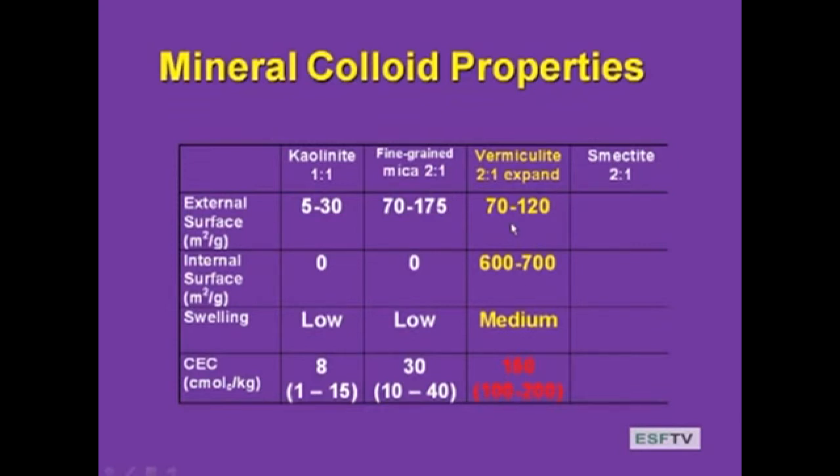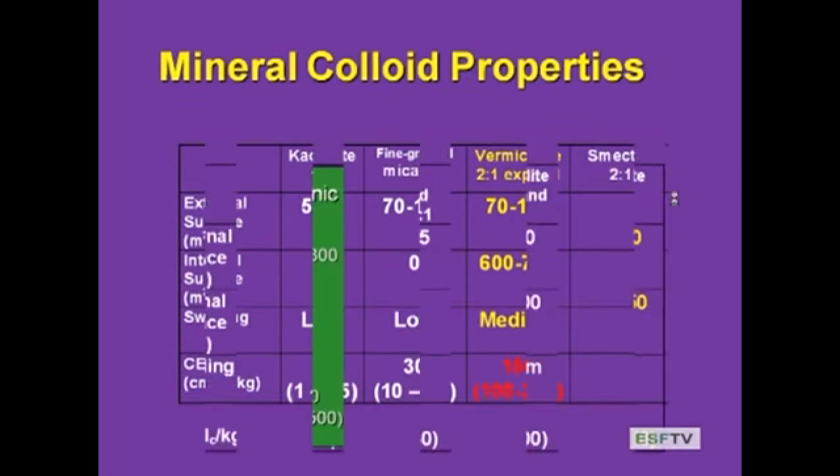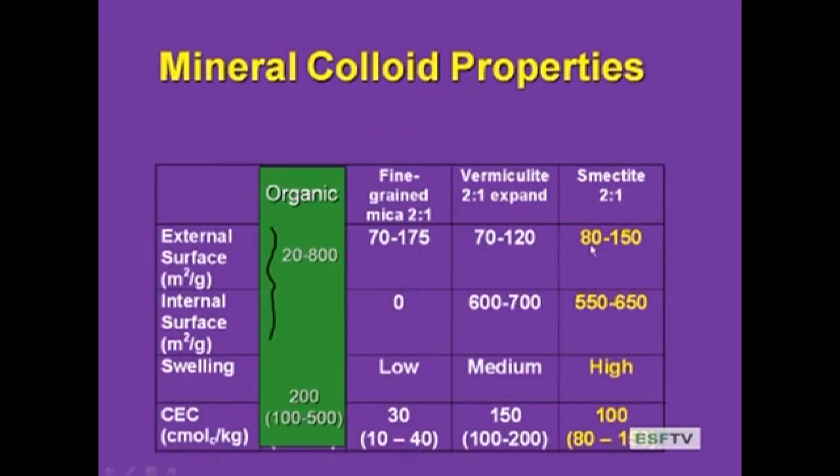Now we talked about the big expansion group, smectite. These are those clays that expand wildly. They form big, large cracks when they dry, and they shrink back up and swell up when they wet. These are 2-to-1, same as vermiculite, but the expansion is quite different. So we have not too different external surface area, a slightly lower internal surface area, a high swelling, and a medium CEC.